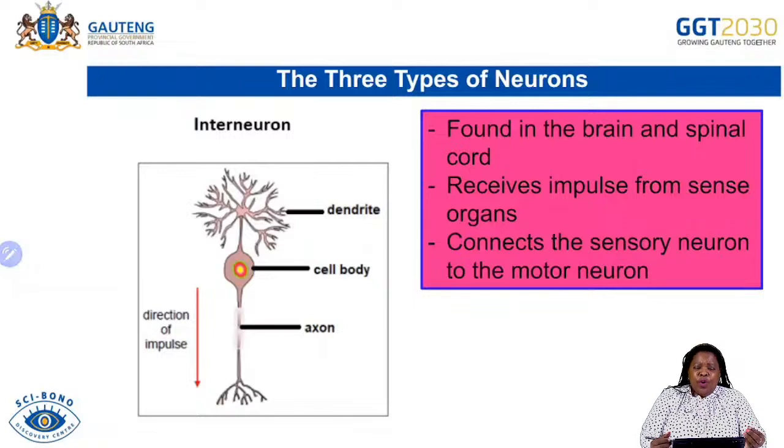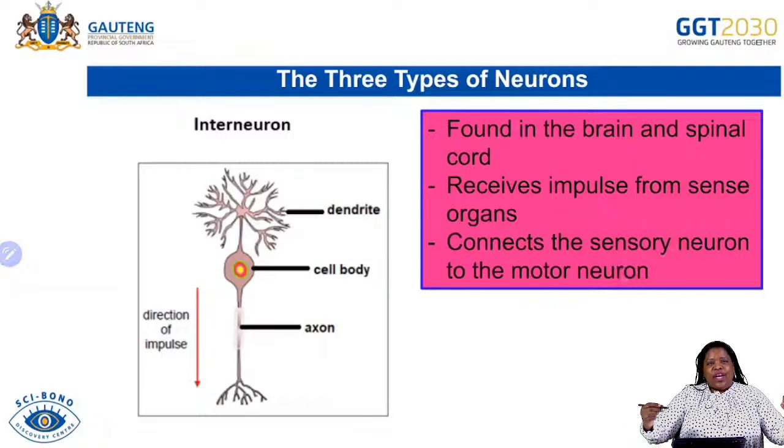So we find the interneuron in the brain and also in the spinal cord. I cannot emphasize more that we've got millions of those in the brain and also in the spinal cord. Now, the interneuron is going to do what? It receives impulses from the sense organ and connects the sensory neuron to the motor neuron. So it connects the two.